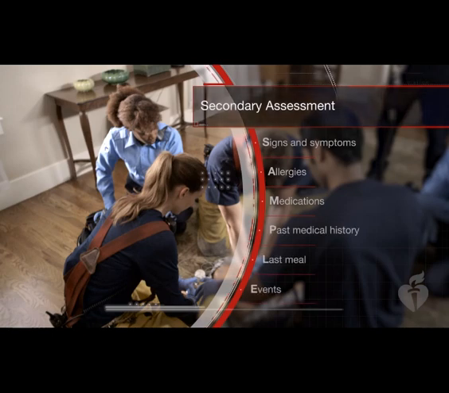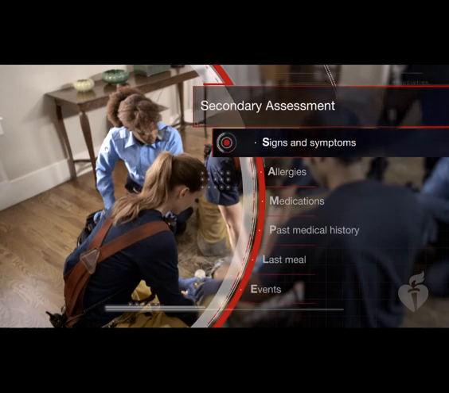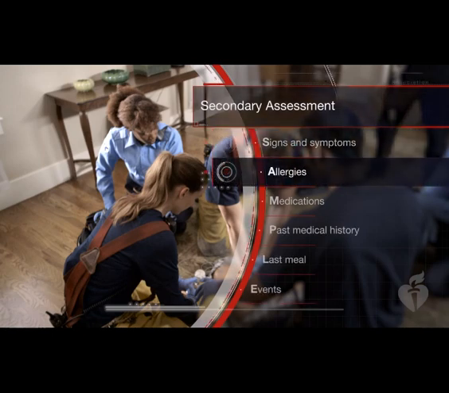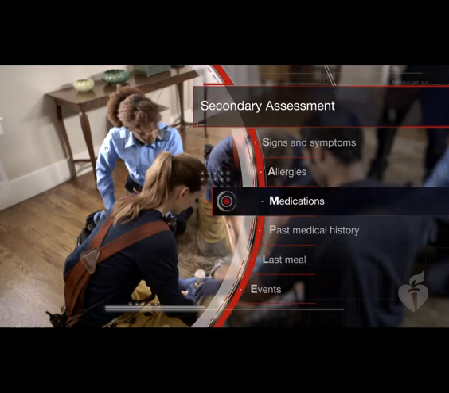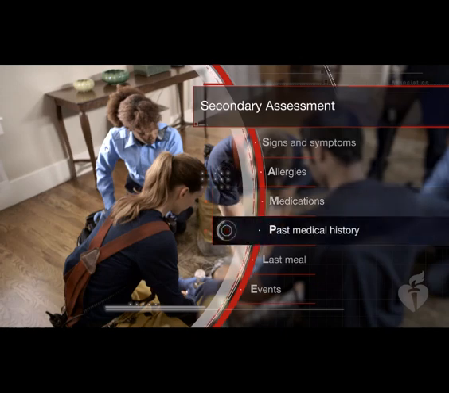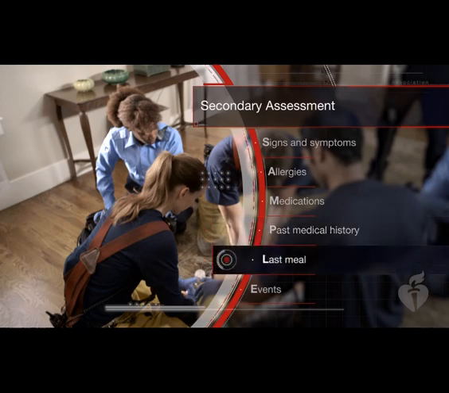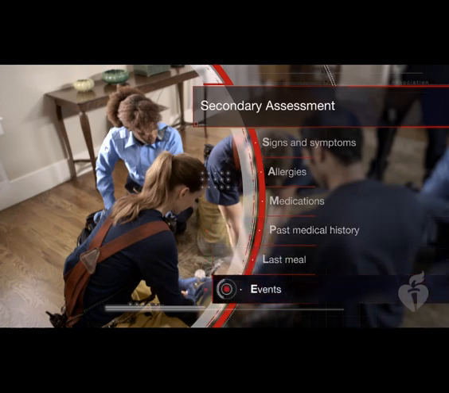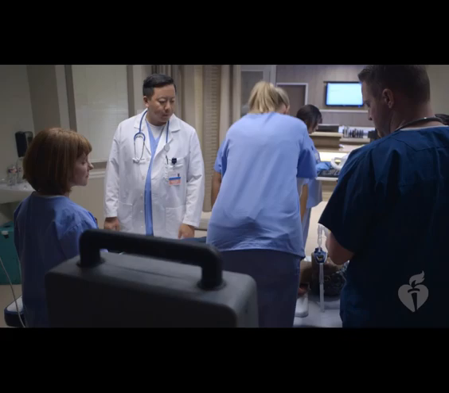Ask specific questions related to the patient's presentation. Consider using the memory aid SAMPLE: signs and symptoms, allergies, medications, including the last dose taken, past medical history, especially relating to the current illness, last meal consumed, and events, especially ones that may have led up to the current illness. The answers to these questions can help you quickly rule in or rule out suspected diagnoses.